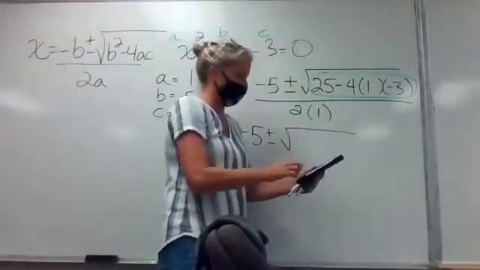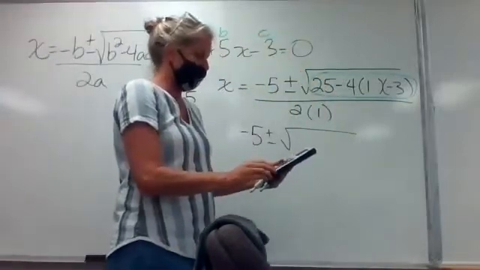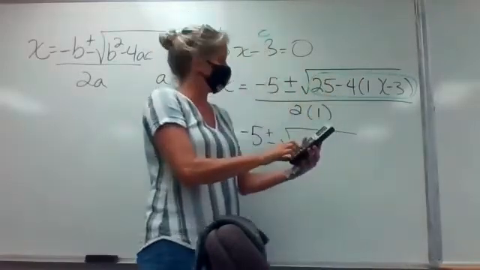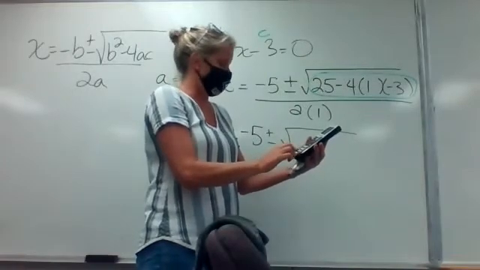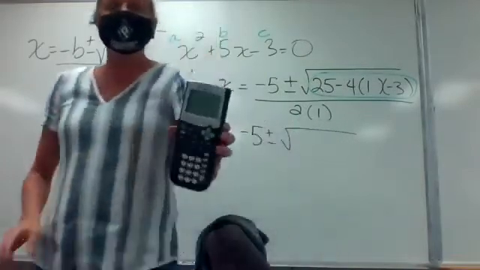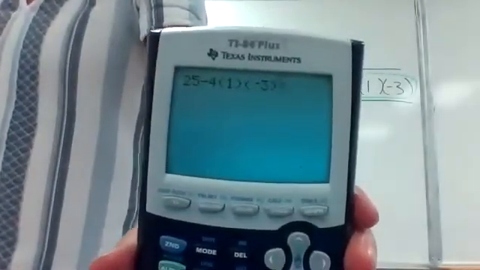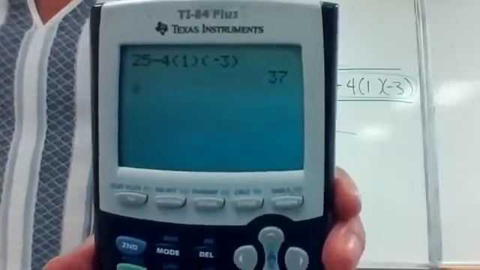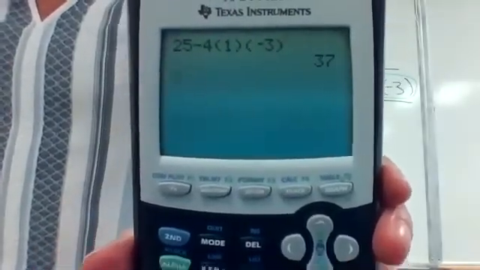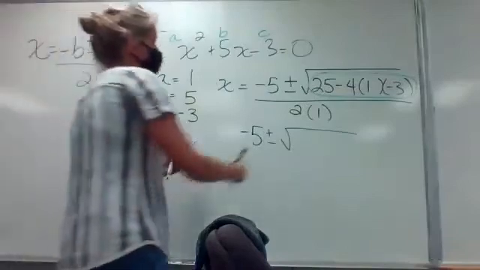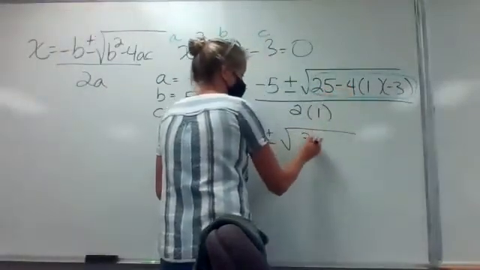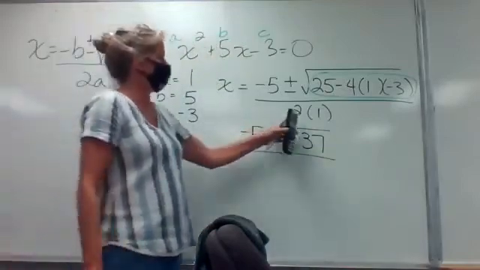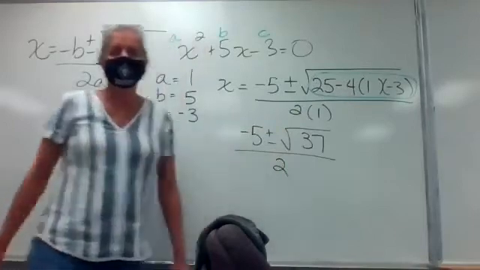So just plain 25 minus 4, exactly how it's written. Open parentheses, 1, close, open parentheses, negative 3, close. So again, exactly like it's written, and then hit enter to see what really is underneath that square root. When you type all that in and push enter, you just get 37. So all of this is just the square root of 37 over 2 times 1 is 2.